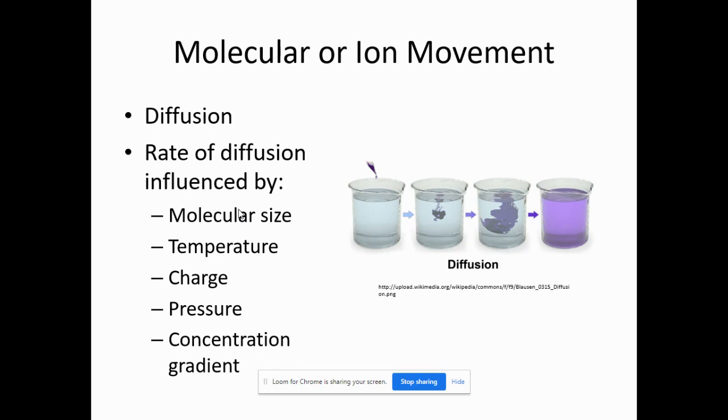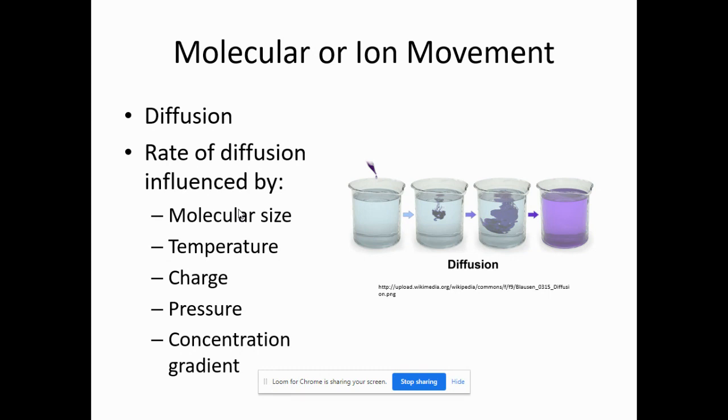So if you have a lot of molecules on one particular side of a membrane and very few molecules on the other, the side with a lot more molecules is going to diffuse across the membrane to the area where there are fewer molecules. So they're moving down their concentration gradient.